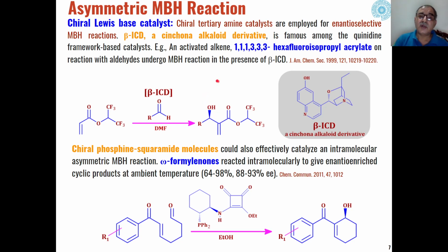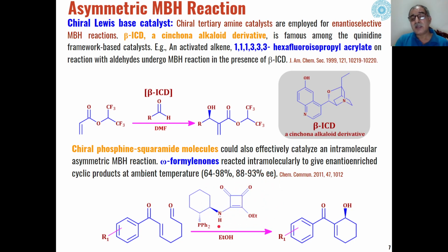So this 1,1,1,3,3,3-hexafluoroisopropyl acrylate, this substrate, when reacted with aldehydes in presence of beta-ICD, will give us asymmetric MBH products through this reaction. Then another chiral Lewis base catalyst is chiral phosphine squaramide molecules. So this is a squaramide molecule.